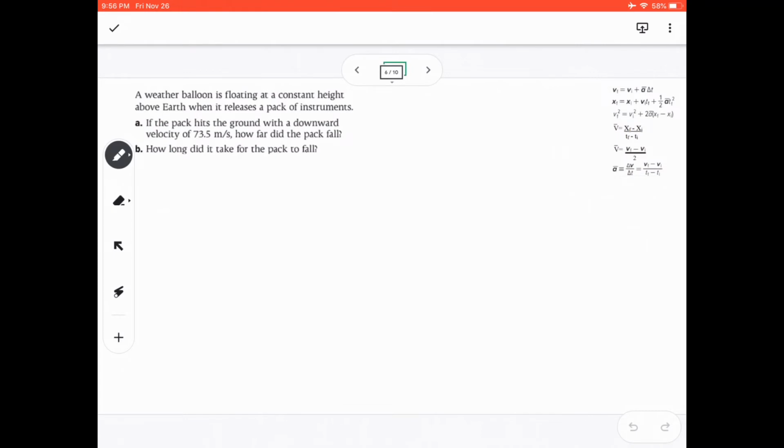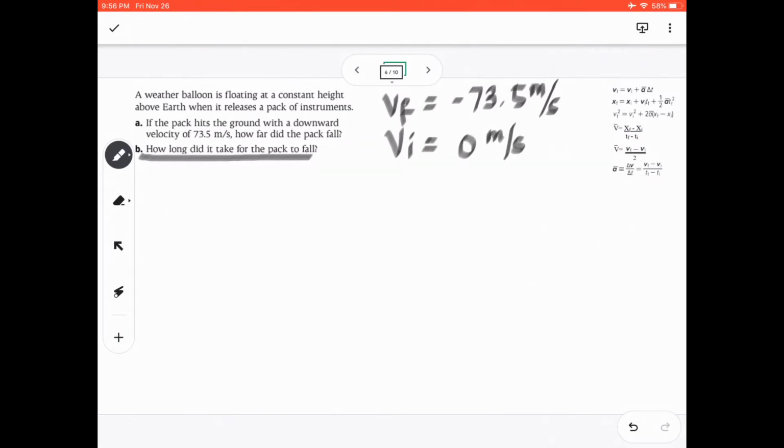Now we're going to solve for letter B. How long did it take for the pack to fall? Again, we are going to list all the givens that we have over here. The VF is equal to negative 73.5 meters per second. Earlier we said that the VI, initial velocity, is equal to 0 meters per second. And of course we already know A is equal to negative 9.8 meters per second squared. In this problem, how long means delta T. What is delta T?